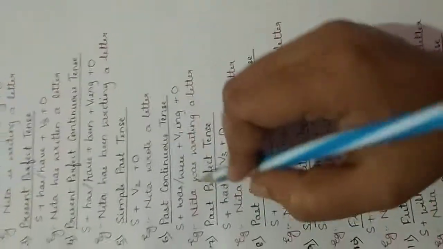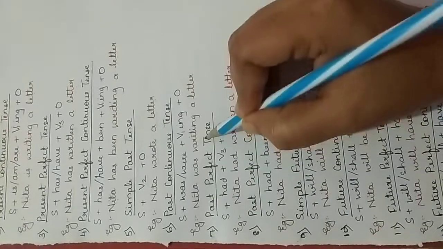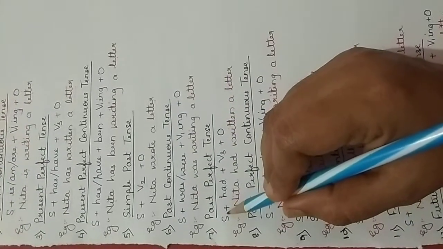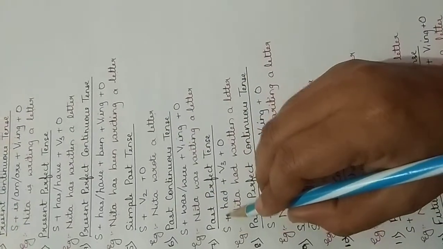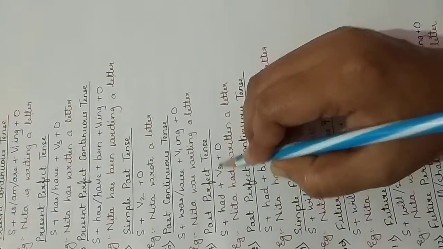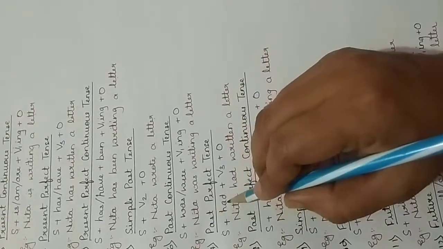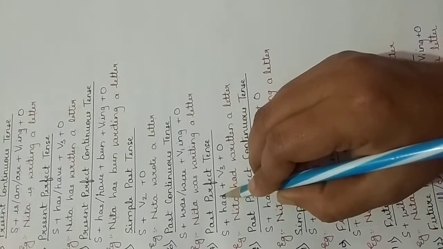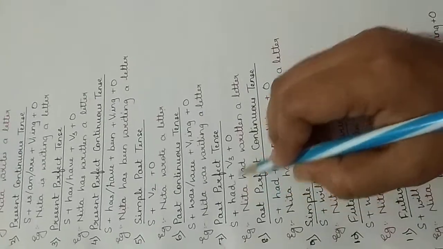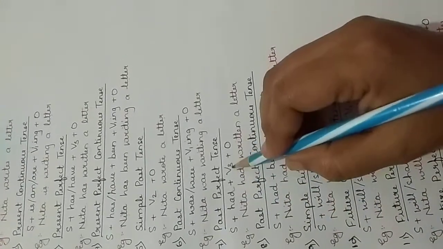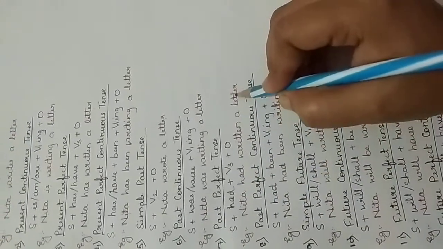Next you can see past perfect tense. Perfect means something which is fixed. The formula is subject plus had plus v3 plus object. As it is past, we are using had. So the example is Neeta had written a letter, where written is the v3 form of write.